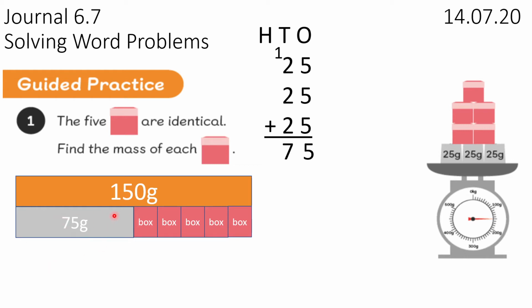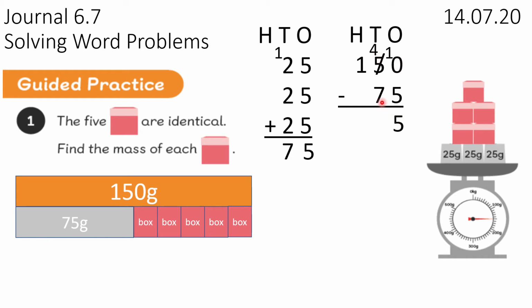Now I can use this to work out the total mass of the boxes. How am I going to do that? So 150 take away 75. Let's start with our ones. 0 take away 5 we can't do, so we need to regroup from the tens. So we're starting with 5 tens, we're going to now have 4. We start with 0 ones, we're going to have 10 ones now. 10 take away 5 is 5.